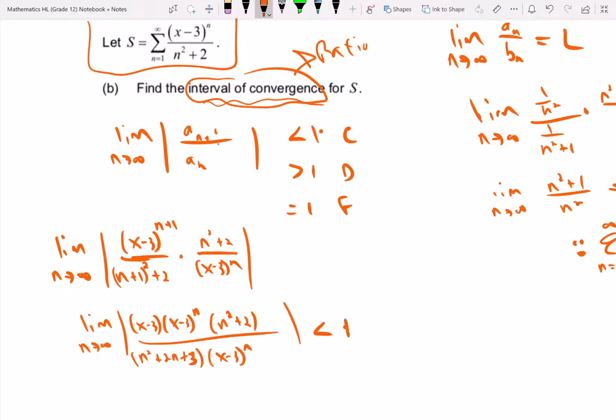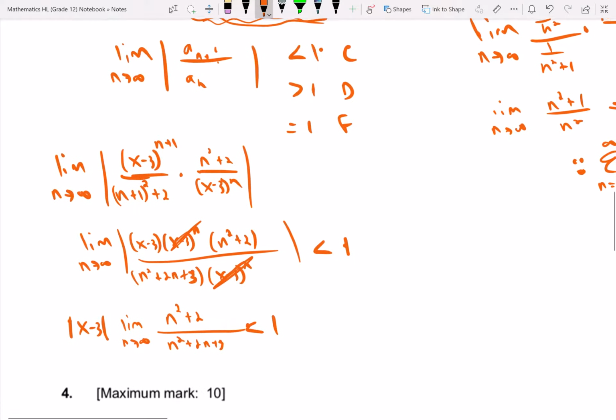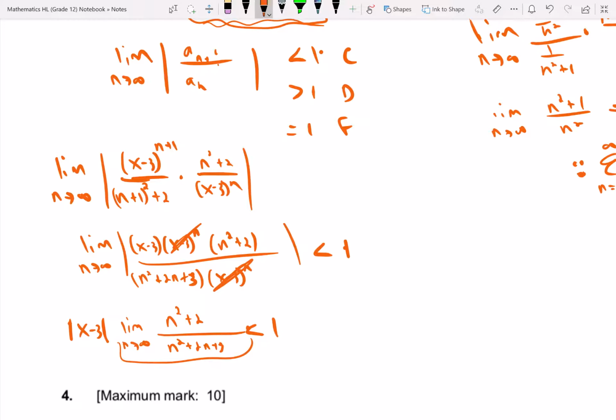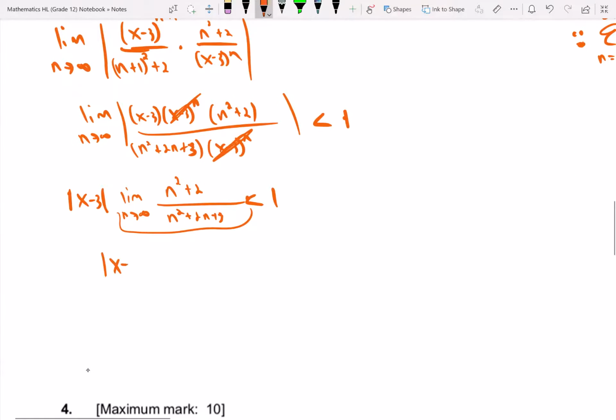We're trying to show convergence, so we're going to try to show this is less than 1. These two will cancel. At the same time, the n doesn't affect the x, so I'm going to pull that x out and write it here. And then the limit as n goes to infinity of n squared plus 2 over n squared plus 2n plus 3. We can get rid of the absolute values in here because this will always be positive. We evaluate this limit, and this limit is equal to 1. So it's like absolute value of x minus 3 times 1 is less than 1. This is what we call our radius of convergence, but it's not our interval of convergence.